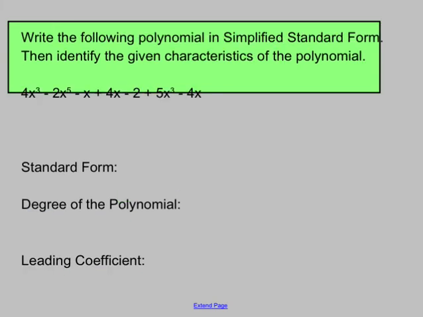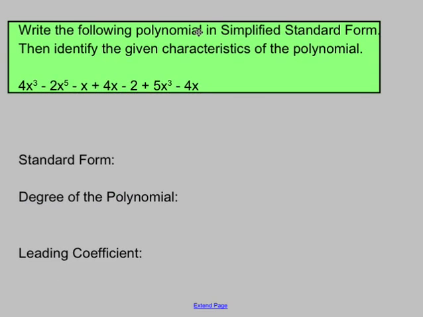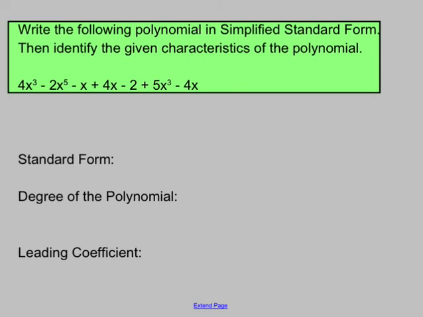All right, let's go ahead and take a look at this next one. We want to write the polynomial in simplified standard form. So again, we want to combine like terms. I see my largest exponent is x to the 5th. So I'm going to start with negative 2x to the 5th. Now I want to go through and combine like terms. I have 4x cubed plus 5x cubed. That's going to give me 9x cubed.